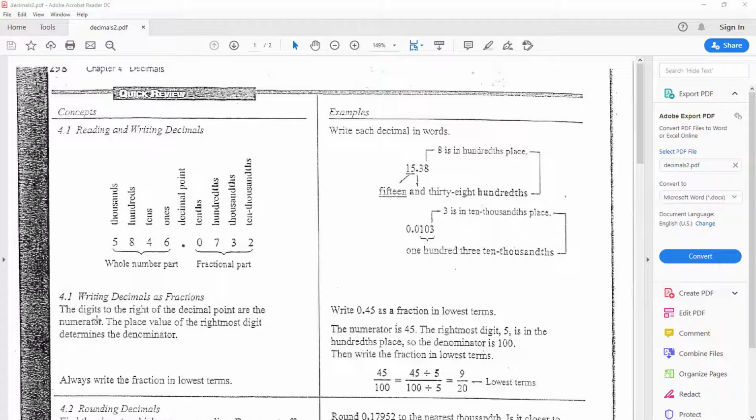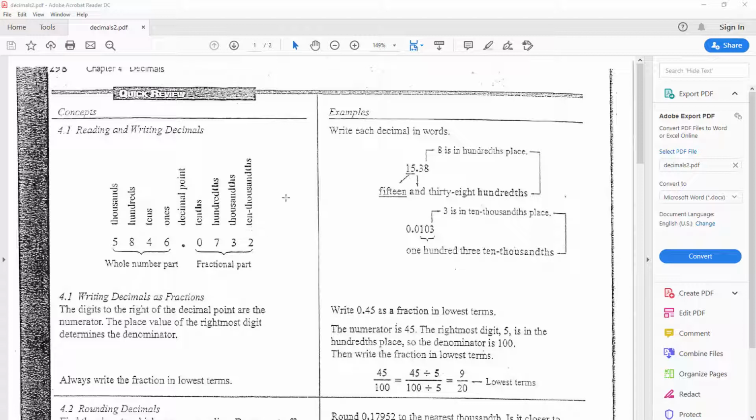Writing decimals as fractions. The digits to the right of the decimal point are the numerator. The place value of the rightmost digit determines the denominator. So in this case here, it goes out to the 10,000. So this will be some number in 700. This would be 732 10,000ths. Okay.